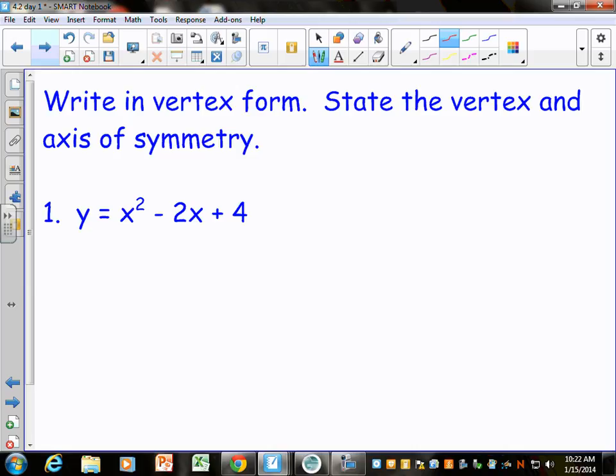So write in vertex form, state the vertex and the axis of symmetry, and we're going to try to graph these too. If these are terrible, a whole big number, we might not graph, but I want to graph a few for you.